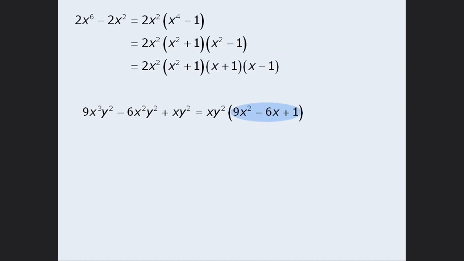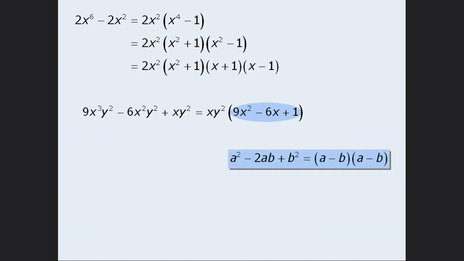One last example. Here, the greatest common factor is xy squared, which means the terms inside the parentheses are 9x squared minus 6x plus 1. Now, can we factor this expression? The answer is yes. This happens to be one of our special products, which we can factor as 3x minus 1 times 3x minus 1. At this point, our expression is completely factored.